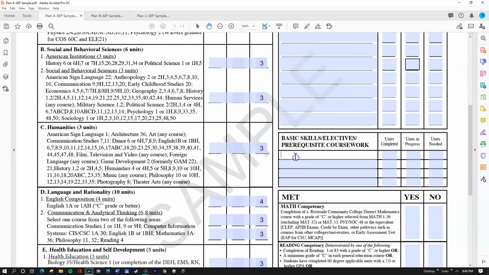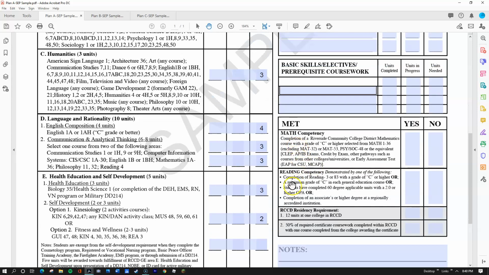If you have any basic skills, for example, to take microbiology, you have to take biology 1 first, and so we would put that down here. You also need a total of 60 degree applicable units to graduate from Riverside City College, and so if you needed any extra electives to make up a total of 60 units, we would list that here as well. Again, we have our math and reading competency, and it explains to you what you need to fulfill competency requirements in those areas. You also have to take at least 12 units at 1 college in our district to receive an associate's degree from our colleges.